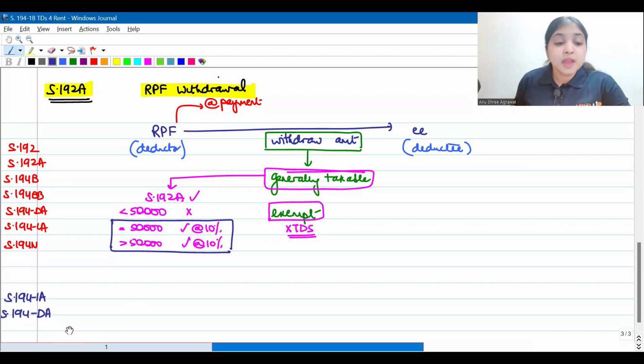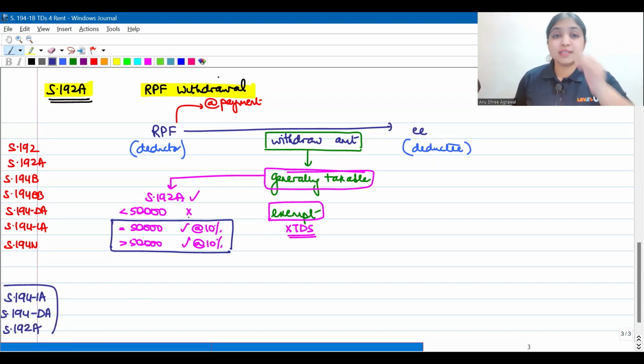deduct tax at source. Now we've seen one more abnormal section, section 192A, which is with respect to RPF withdrawals. Even here we deduct tax at source. If the amount of withdrawal is even equal to 50,000, even here we deduct tax at source. So yes, 192A is an abnormal section. Please keep in mind, only if the amount that I am withdrawing is taxable, only then under 192A we will deduct tax at source. If the amount which you are withdrawing is exempt, then we will not even deduct tax at source.